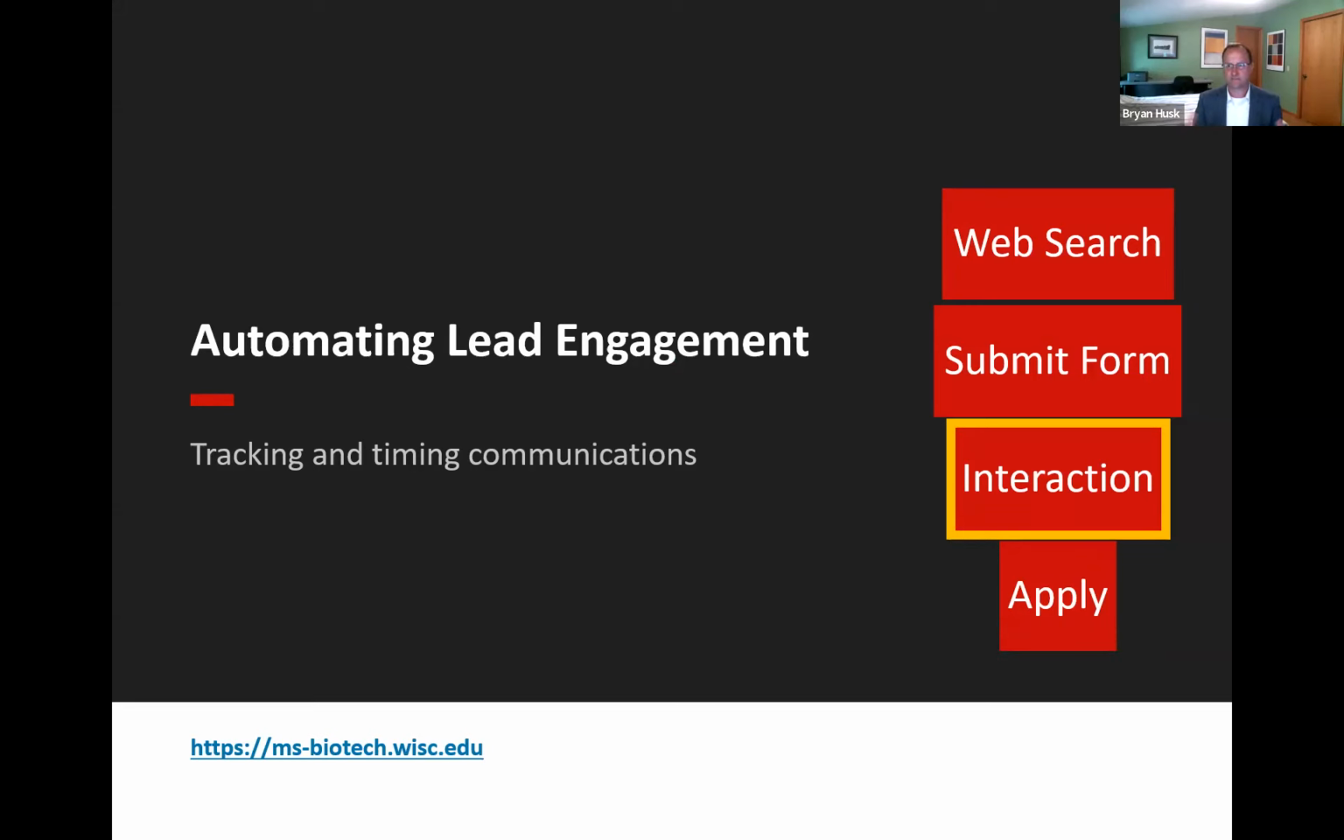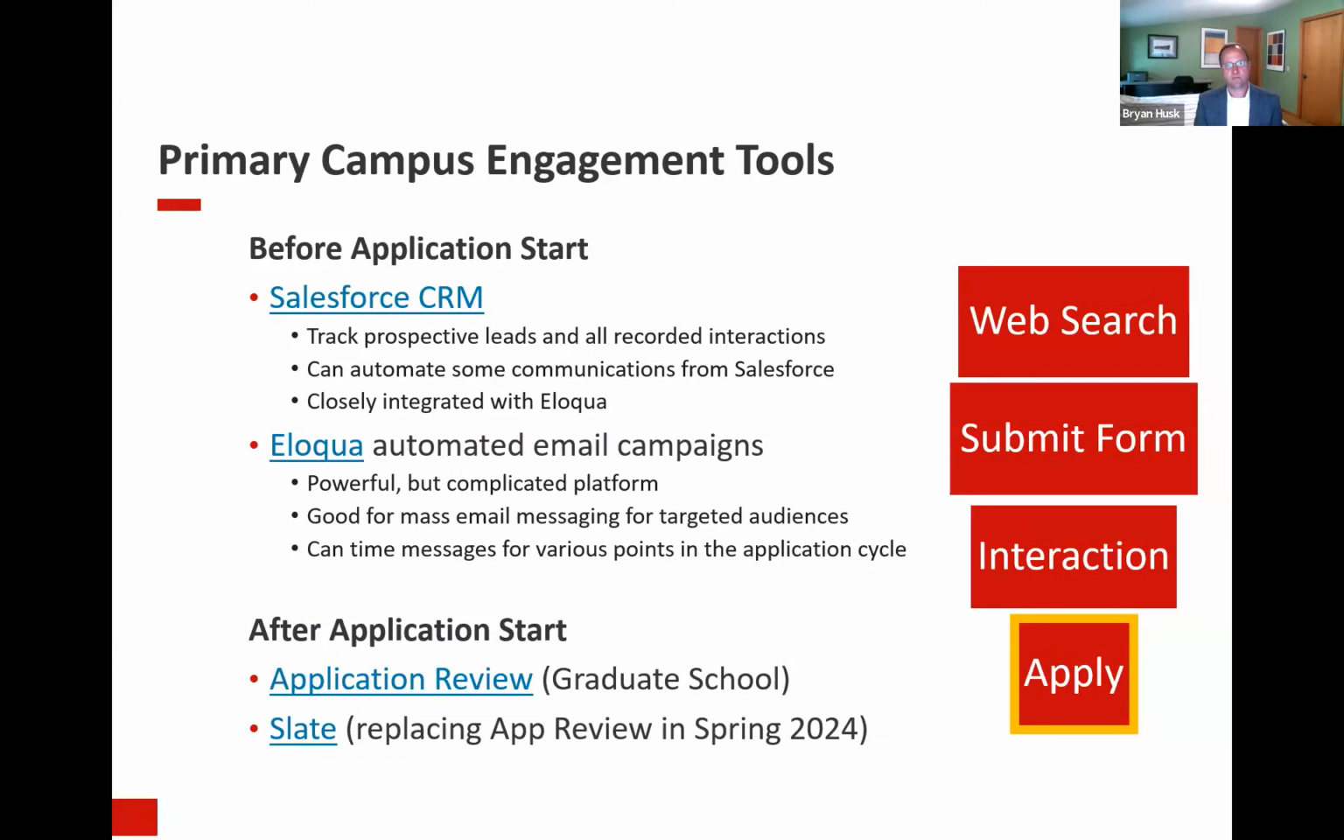Once you've gotten someone to say, hey, I'm interested in your program, I went through your website, and maybe applying, what are the methods that you can use to connect with that person? Before you start an application, you want that person to be in the customer relationship management system, Salesforce. On campus, there are a couple of different installations of this. There are also two very clearly different audiences, one being the large undergraduate market for new students, and the other the graduate market, like our program.